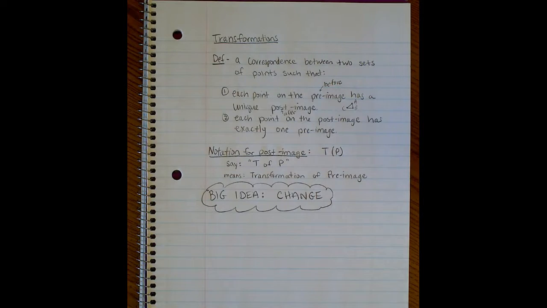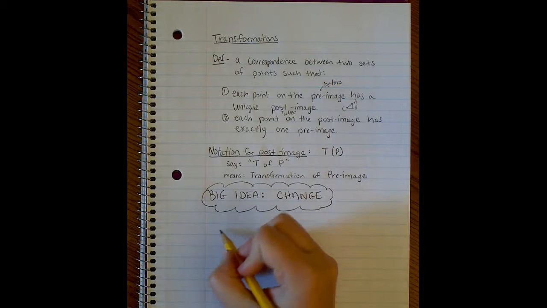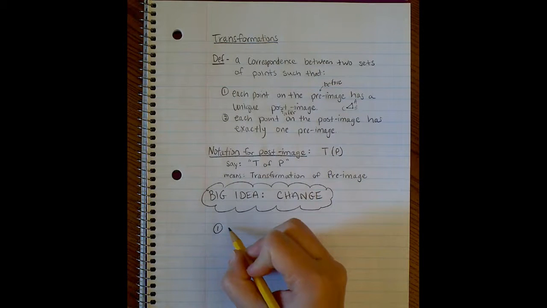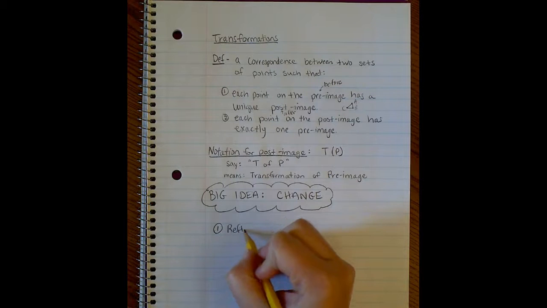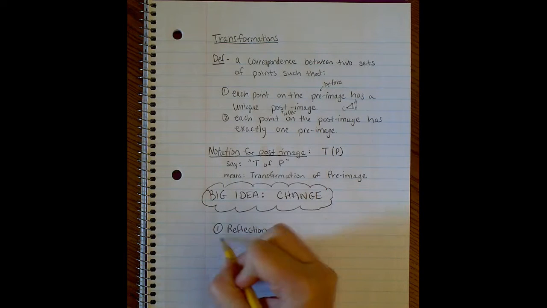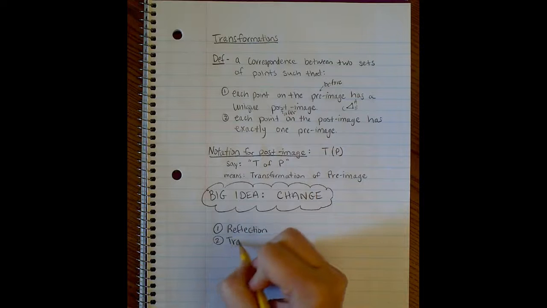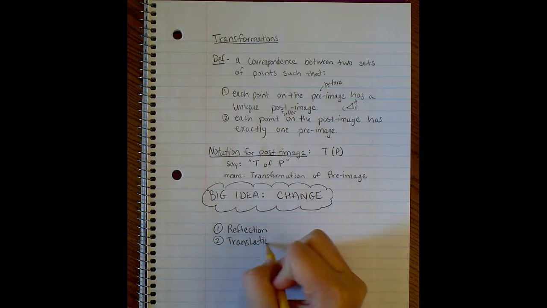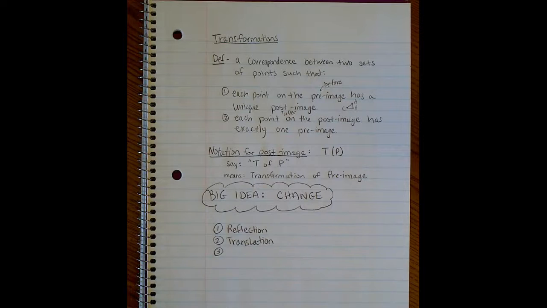The big idea for all of this is that we're going to be learning about change. We're going to be learning how can we change a figure so that it's facing a different way, so that it has moved, so that it has rotated, okay? So there's 3 main transformations that we're going to look at. So the first one is a reflection. The second one is a translation. And the third one is rotation.